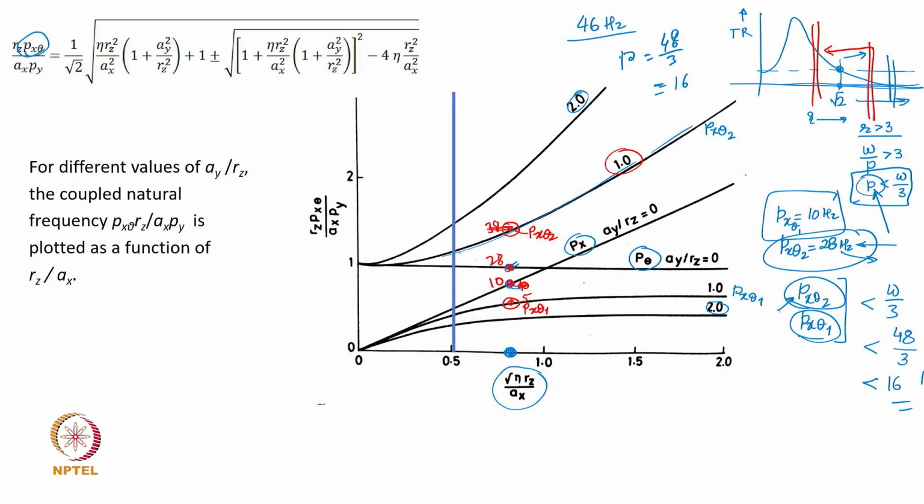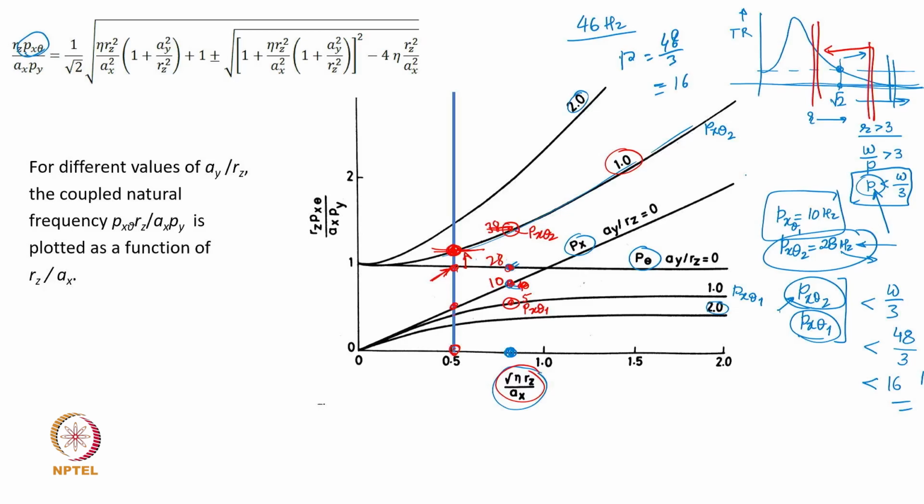And no matter what you do here, if you take some other operating condition, some other set of parameters, you are always going to have the decoupled natural frequencies smaller. At least one of the coupled natural frequencies is always going to be higher than the higher of the decoupled natural frequencies.